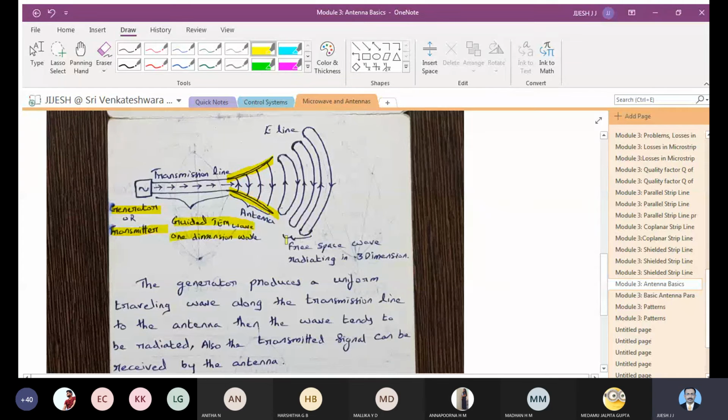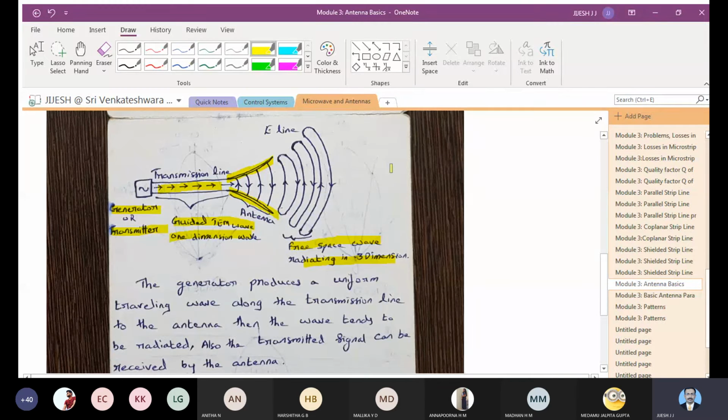This is a very simple diagram where you have a generator where the signal is generated, and you use the transmission line, which you have studied in microwave. The same thing. The transmission line will carry the signal towards the antenna and it will radiate from the antenna to the outer space. You should have another antenna at the receiver end to collect those signals and then move on further. So this is what the process will be.